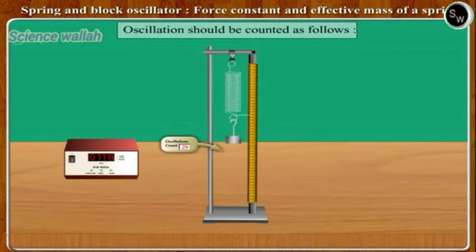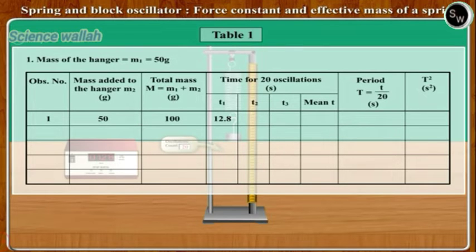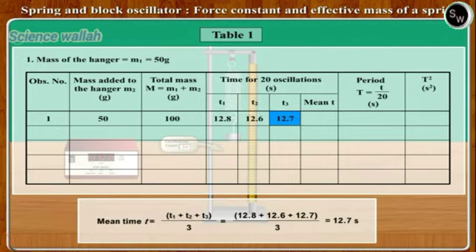It is found to be 12.8 seconds. Two more observations, t2 and t3, are taken. They are now t2 is equal to 12.6 seconds and t3 is equal to 12.7 seconds. Mean time t is equal to (t1 plus t2 plus t3) upon 3, is equal to (12.8 plus 12.6 plus 12.7) upon 3, is equal to 12.7 seconds.